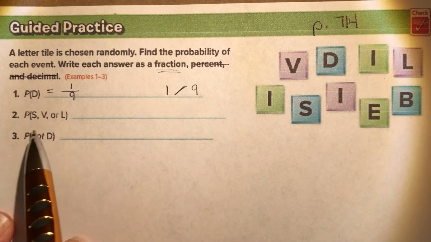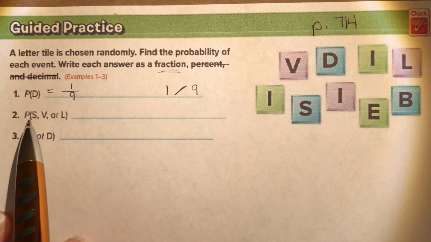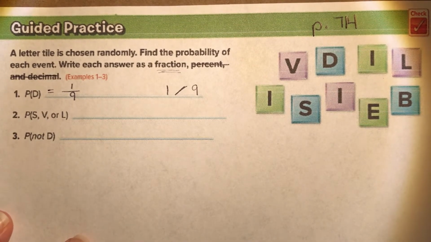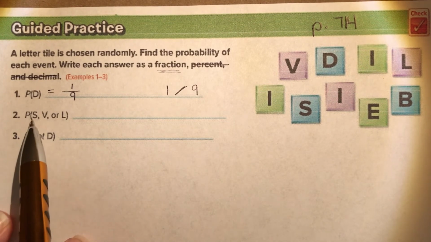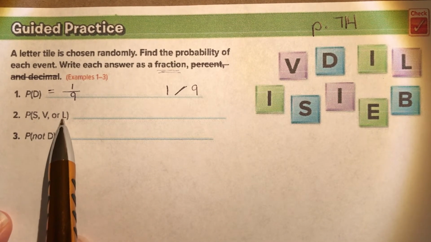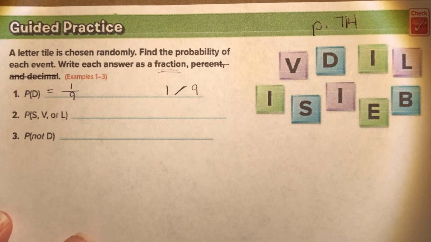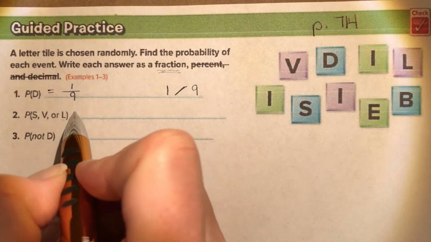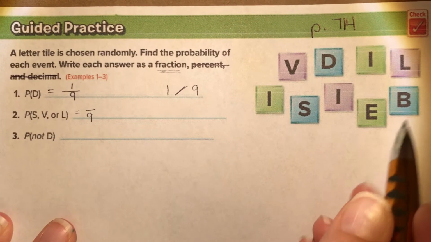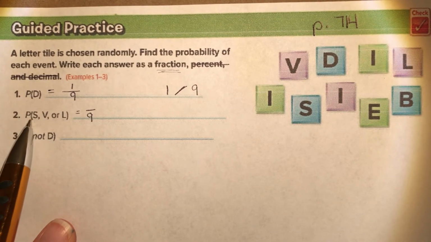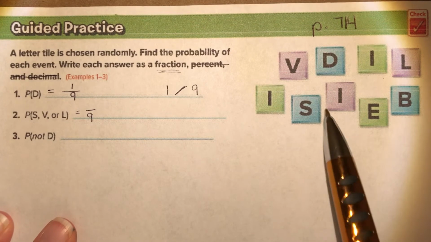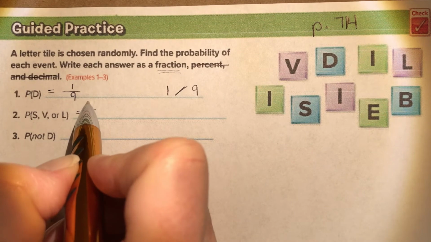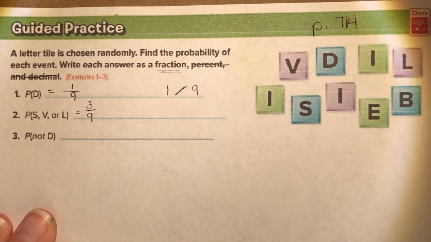The next question, sometimes kids get confused by the wording. It says the probability of an S, a V, or an L. So I always say, think about like you can win $1 million if you pick an S, a V, or an L. It doesn't have to be all of them. You just want to know what's your probability of that happening, one of those letters. So there are a total of 9 letters. So that hasn't changed. It's still a 9. And then how many S's, V's, and L's are there? So there's a V, an S, and an L, and there's no duplicate. So there are 3 ways for me to win my $1 million.